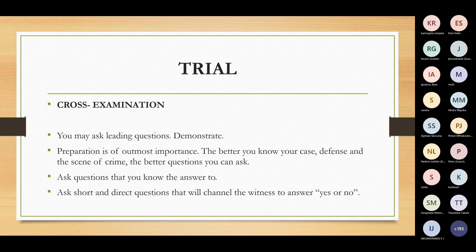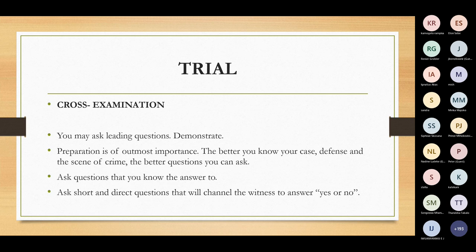So if you are having a big issue about the scene, it helps that you have gone there. So preparation is of utmost importance, because when you know your case well, you are going to be able to ask better questions, and you will ask questions that you will know the answer that you want. And here's a big one. The questions that you ask, please make sure that they are short and direct.